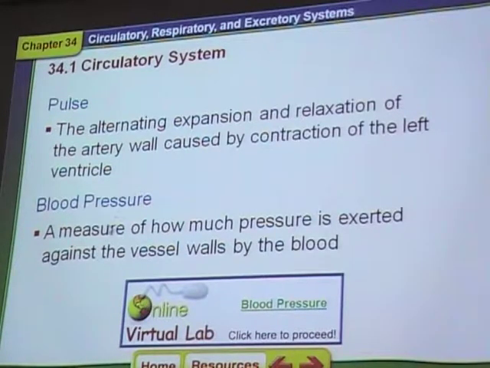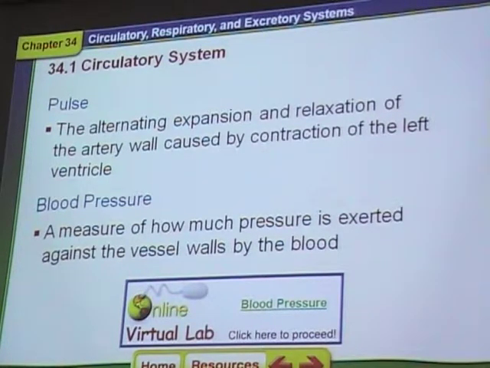So your blood pressure is basically a measure of how hard the blood is pushing against the walls of the vessels. And a lot of people in America have high blood pressure. High blood pressure comes from a lot of things, but it's mostly from bad diet. You eat too much salt and you don't exercise enough, the insides of your vessels become clogged, and the blood really pushes hard against the walls of the vessels.